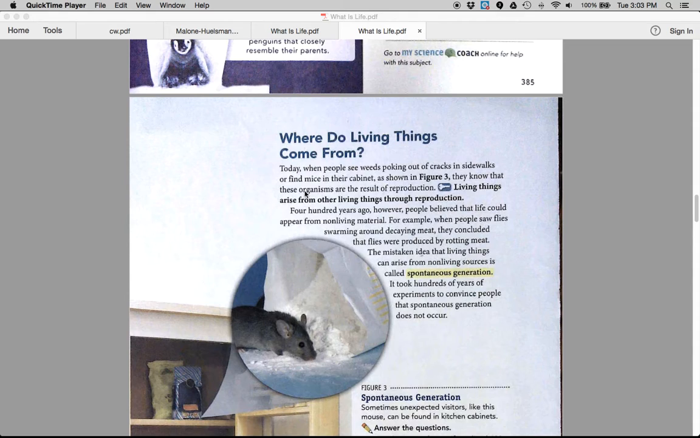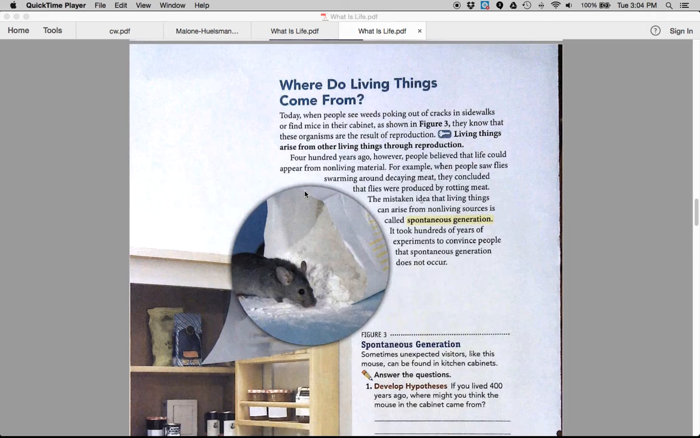Hundreds of years ago, 400 years ago, however, people believed that life could appear from non-living material. For example, when people saw flies swarming around decayed meat, they concluded that the flies were produced by rotting meat. The mistaken idea that living things can arise from non-living sources is called spontaneous generation. It took hundreds of years of experiments to convince people that spontaneous generation did not occur.